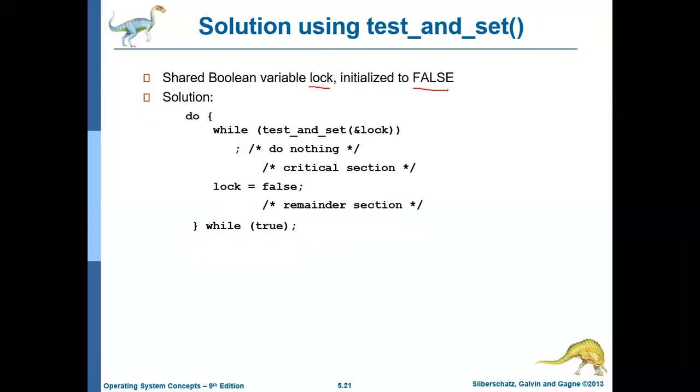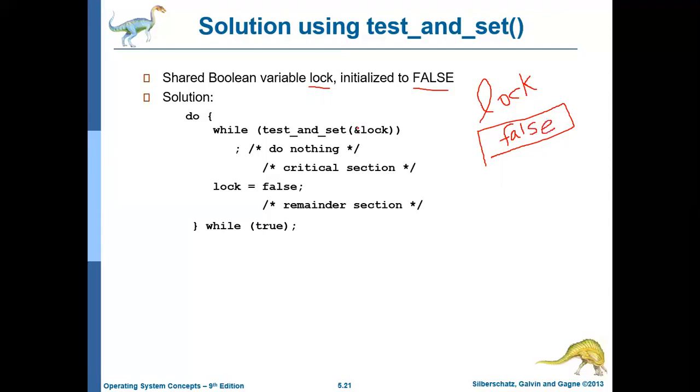This particular code is an infinite do while loop, with while test and set of lock. So here the address of lock is passed. A pointer needs an address. There is a shared variable lock. As the question says, it is initialized with false, so let us assume it is false initially. Over execution, it may become false or true or whatever it may be.